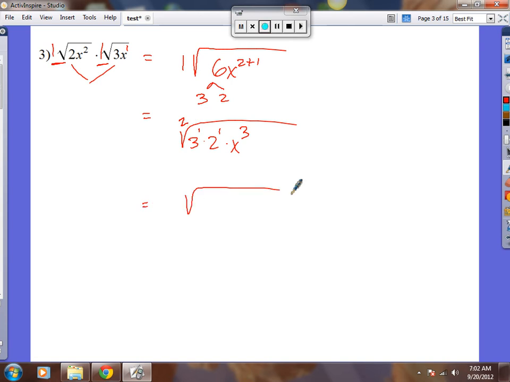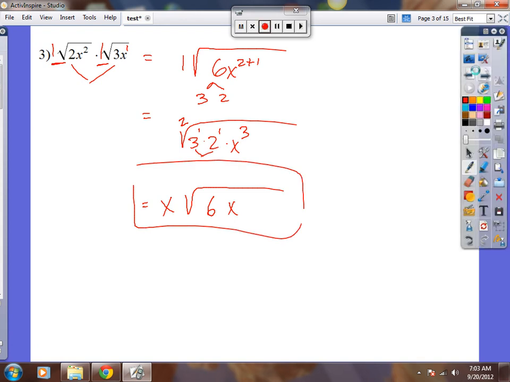So my last move, if I've got 3 x's and I can pull out a group of 2, I can only pull one group of 2 out. There's going to be 1 left over. And I'm just going to write 6. I'm going to multiply my 3 and 2 and call it good. Final answer. 4.